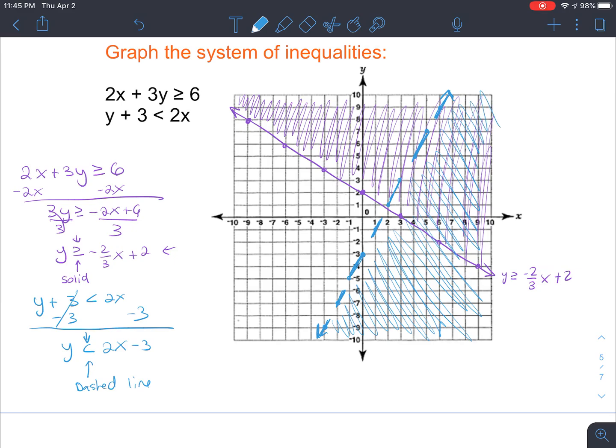Okay, so now we can label our solution area with an S. So where do we shade? Where the overlapping areas are. So that would be in this area right here. So now, quick question. Is this a solution? Yes, it's a solution because it's in the solid line in the overlapping shaded area. Is the point of intersection a solution? No. Why not? Because the blue line is a dashed line.